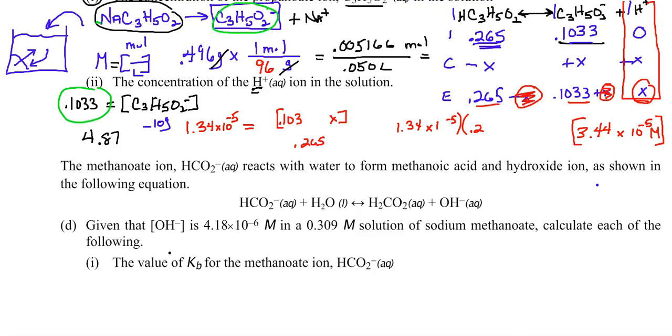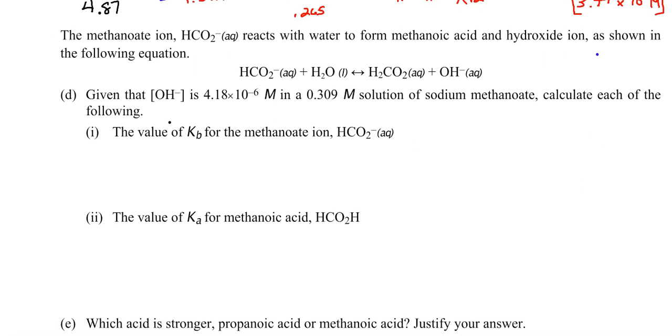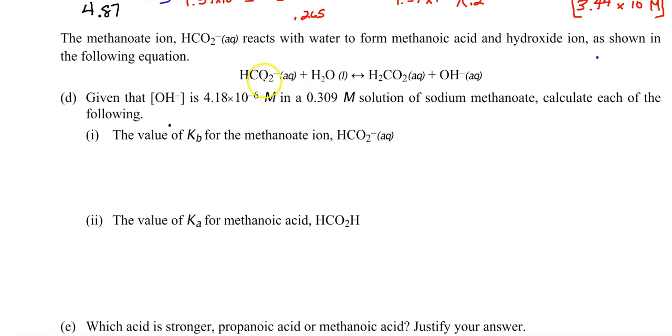All right, so we've got a new scenario here altogether. We have a new reaction. And look at this reaction. We have HCO2 negative with water, hanging out with water. It's an equilibrium. It's not being driven. And here we have it making some hydroxide ions. They want the value of Kb.